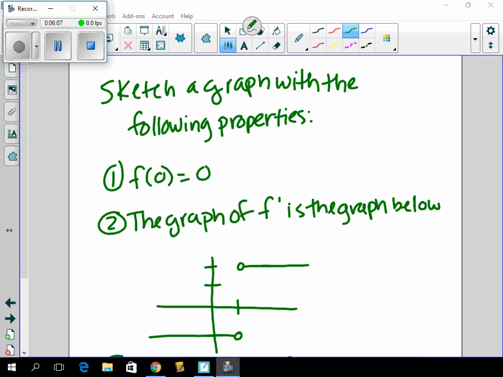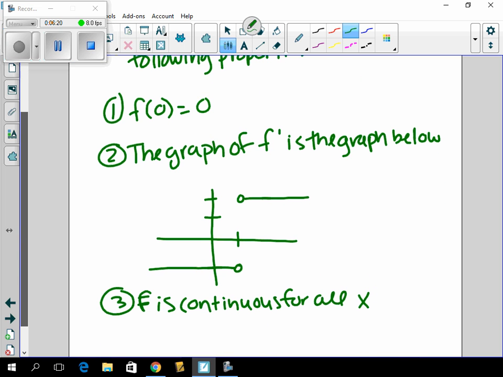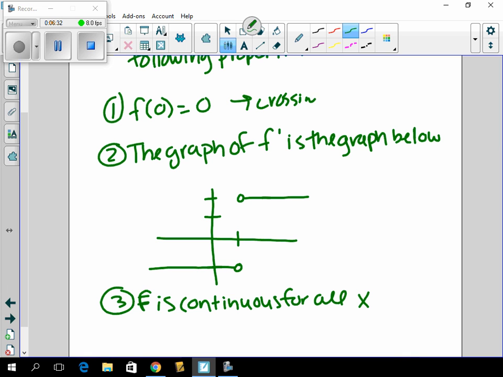So in this scenario, I'm asked to sketch a graph with the following properties. So I'm given that f of 0 has to be 0. Then I'm given that the graph of f prime is our graph below, and I'm given that f is continuous for all x. So the first thing I really notice is f of 0 equals 0. That just means that I'm crossing at the origin. So that's a pretty easy thing to maintain. The next thing is a little bit more difficult.